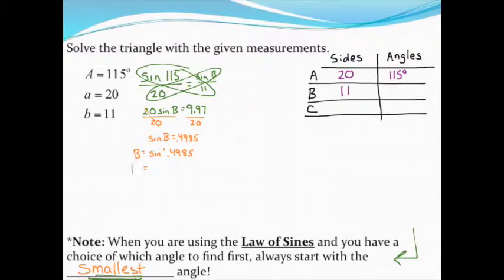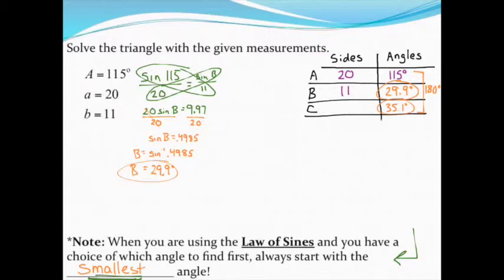This means angle B comes out to be approximately 29.9 degrees. Make sure you include that degree symbol. Okay, so we got our first piece of information. Let me add that to the chart over here, 29.9. And at this point, we can start to find a lot more information. Since I know the angles of any triangle always add up to 180 degrees, I can find angle C right away just by subtracting those from 180. That comes out to be 35.1 degrees for angle C.